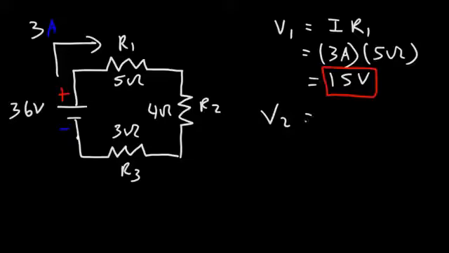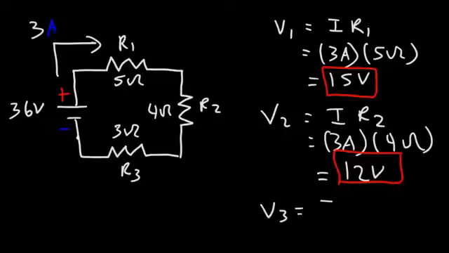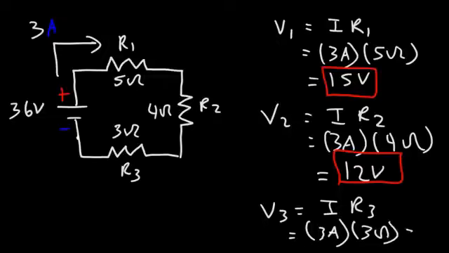Now let's move on to V2. The voltage drop across R2 is going to be I times R2. So that's a current of 3 amps times 4 ohms. So that gives us a voltage of 12 volts. And now to calculate the voltage drop across R3, it's going to be I times R3. So 3 times a resistance of 3, which is going to give us 9 volts.